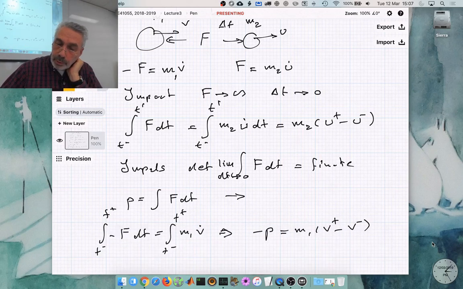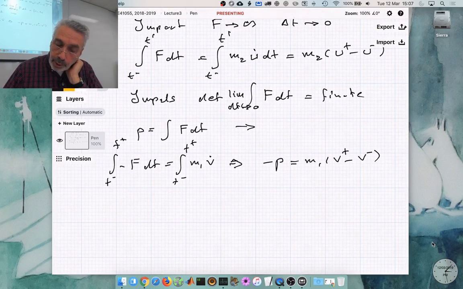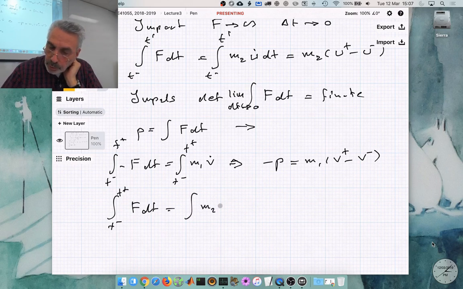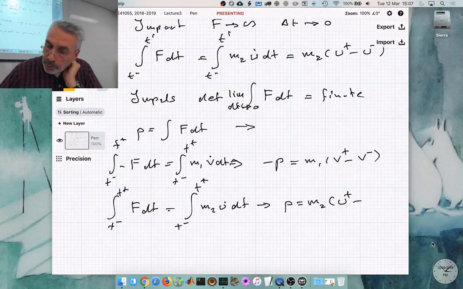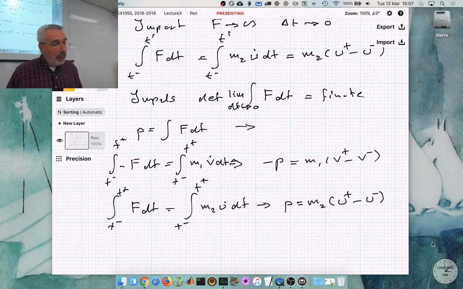Likewise, for the other body, we can do the same, from t minus to t plus. The integral of F dt is, from the equation of body 2, the integral of m2 u dot dt from t minus to t plus. The outcome is that the impulse is equal to m2 times the velocity after impact minus the velocity before impact. So now we have a nice set of equations for our impact, our impact equations.